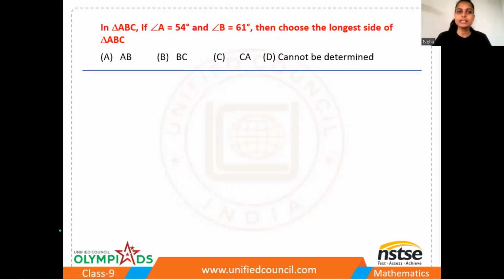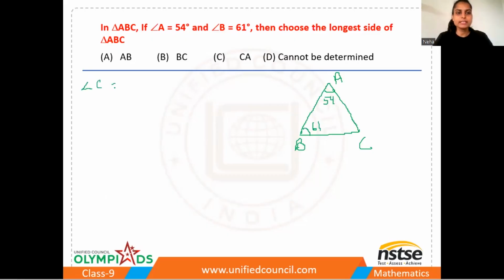The next question says that in triangle ABC, if angle A is equal to 54 degrees, angle B is equal to 61 degrees, then choose the longest side of triangle ABC. Alright. So basically, let's suppose this is your triangle A, B, and C. Angle A is given equal to 54, angle B is given equal to 61. So what about angle C?